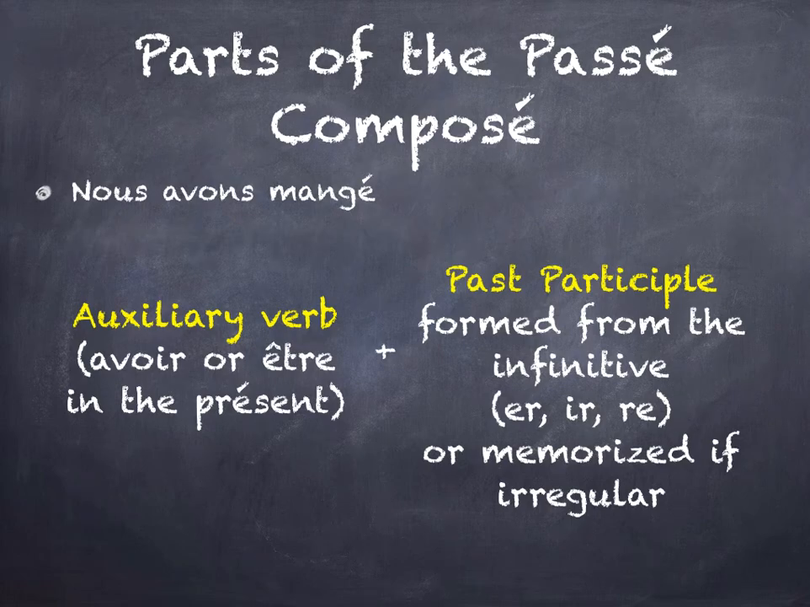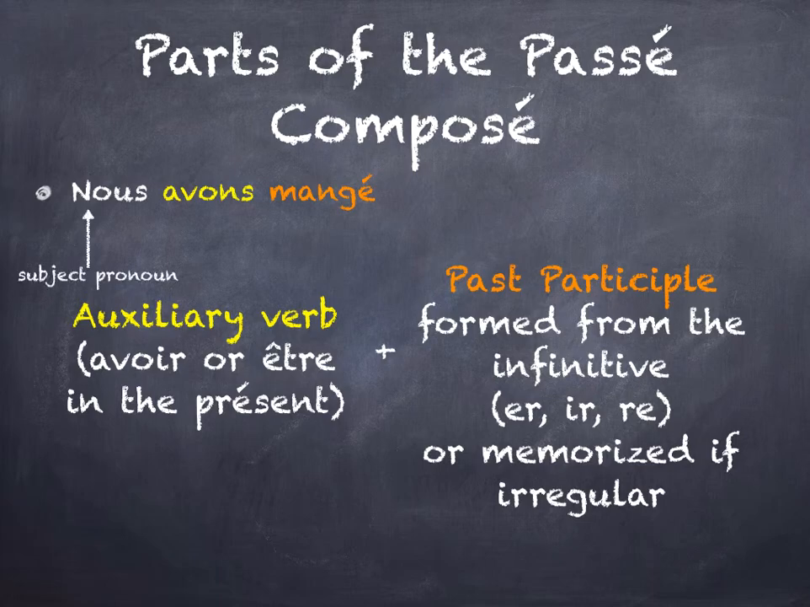So for example, if we look at the sentence, nous avons mangé, so we have eaten. Our auxiliary verb is avons, that's avoir in the present tense, and our past participle is mangé. We took the infinitive manger. They sound the same because ER and é accent aigu make the exact same sound. We dropped our ER and we added the é accent aigu, so that's our past participle. We have eaten.